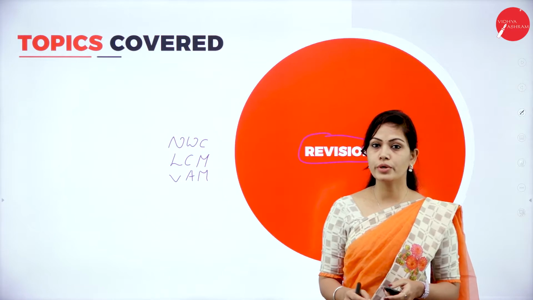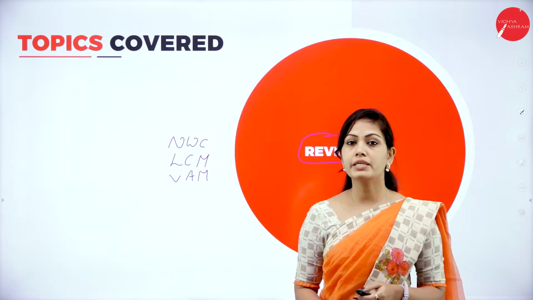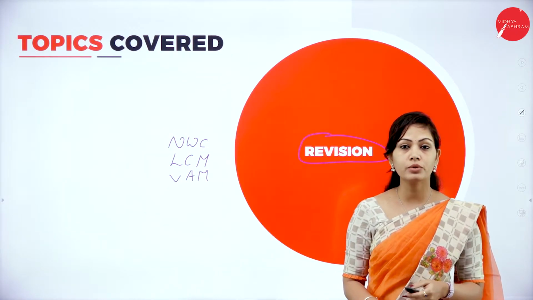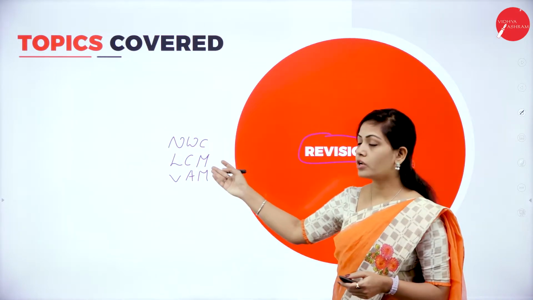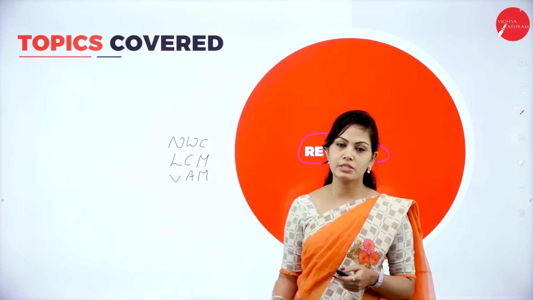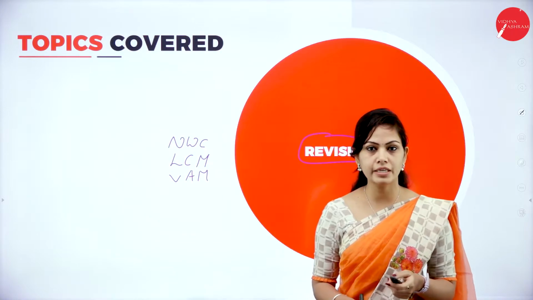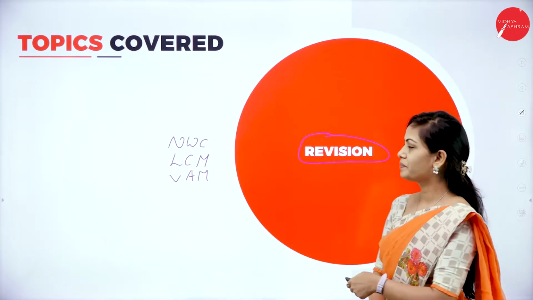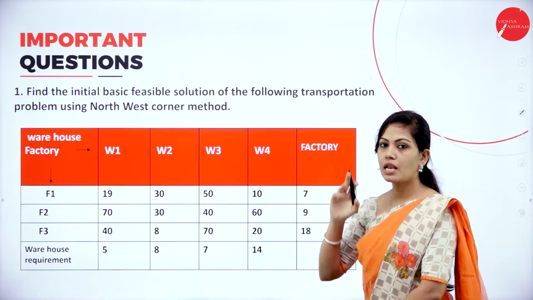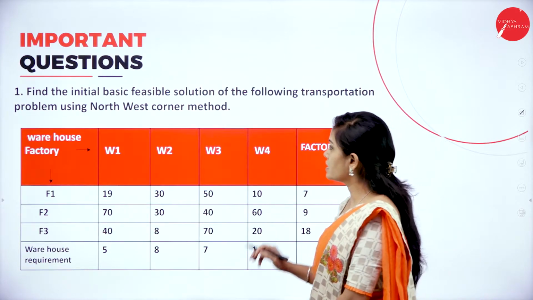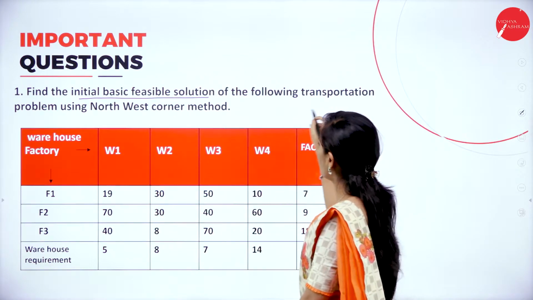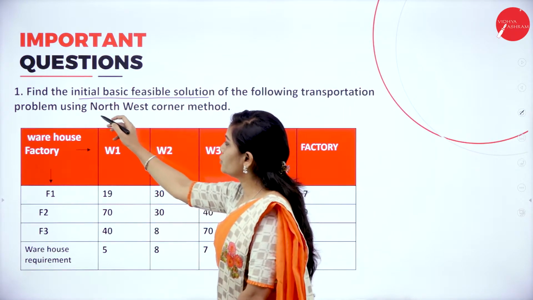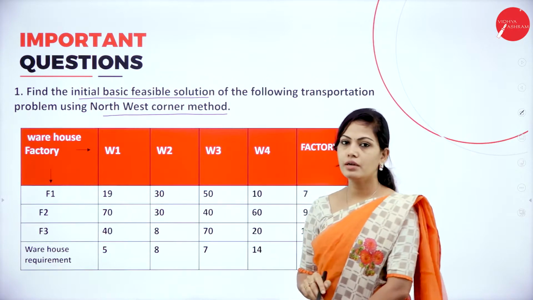Today I am solving the question paper problem. Please practice these problems. Definitely you can expect one question on this topic. You can expect northwest corner or least cost or Vogels approximation. So again I am explaining in one session. I will complete all the three methods. Let's get started now. This question is last year paper question. Please practice this. Find the initial basic feasible solution of the following transportation problem using northwest corner method.